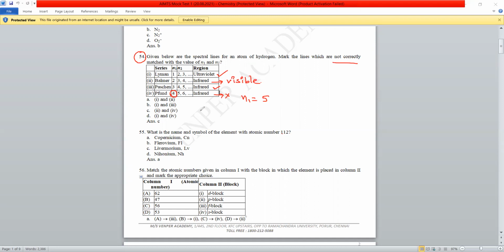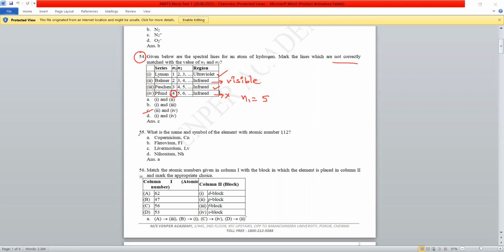So which are wrongly matched here? Balmer series as well as Pfund are wrongly matched. So 2 and 4, where is it? 2 and 4 is in option C, you can check. 3 is correct and 1 is correct as well. They are asking for not correct, so not correct is 2 as well as 4.